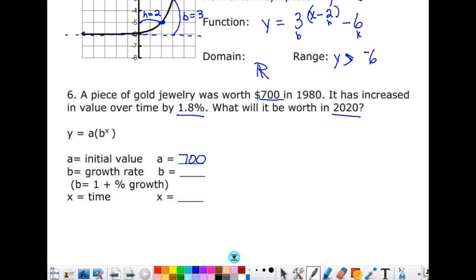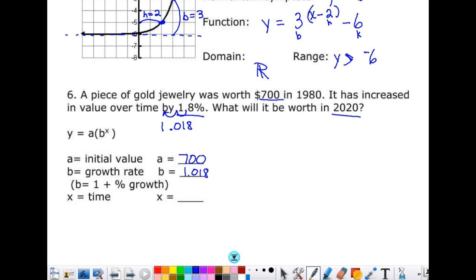700. Now, the B, the growth rate, it's 1 plus the percent. Okay, but we have to change the percent to a decimal. So we have to move it over twice. Okay, then we add a 1 to it. So 1.018. So if you ever make a mistake with these, it's probably you didn't get your B right.